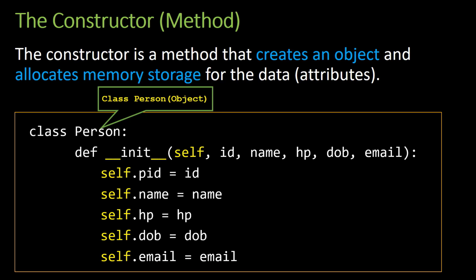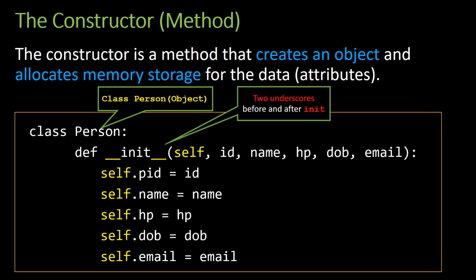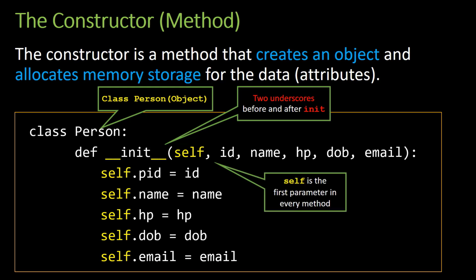Now, some people choose to write class person bracket with object. It is not necessary, but you may come across certain literature or online material that uses that. When you write the code for the constructor, there are 2 underscores before and after the init. You must always remember when dealing with OOP coding, the self is the first parameter in every method.